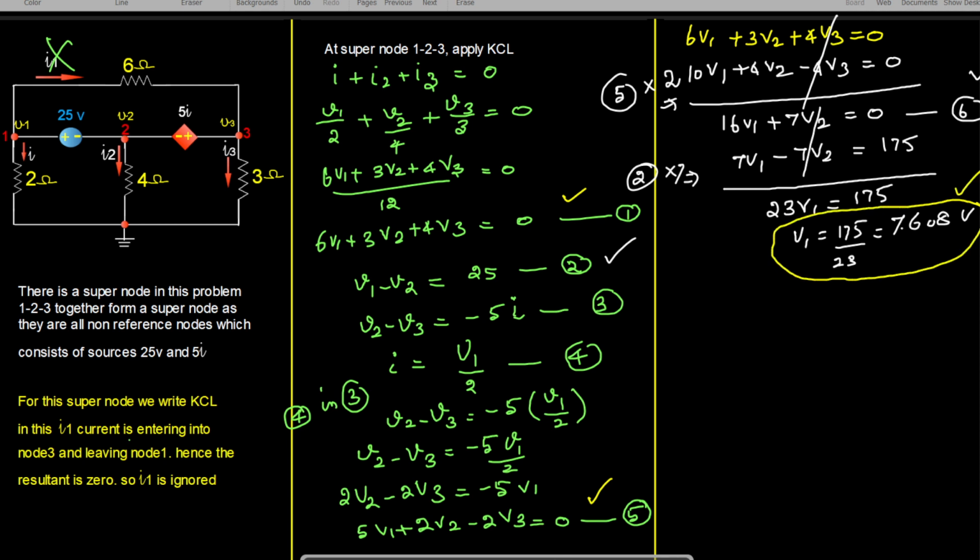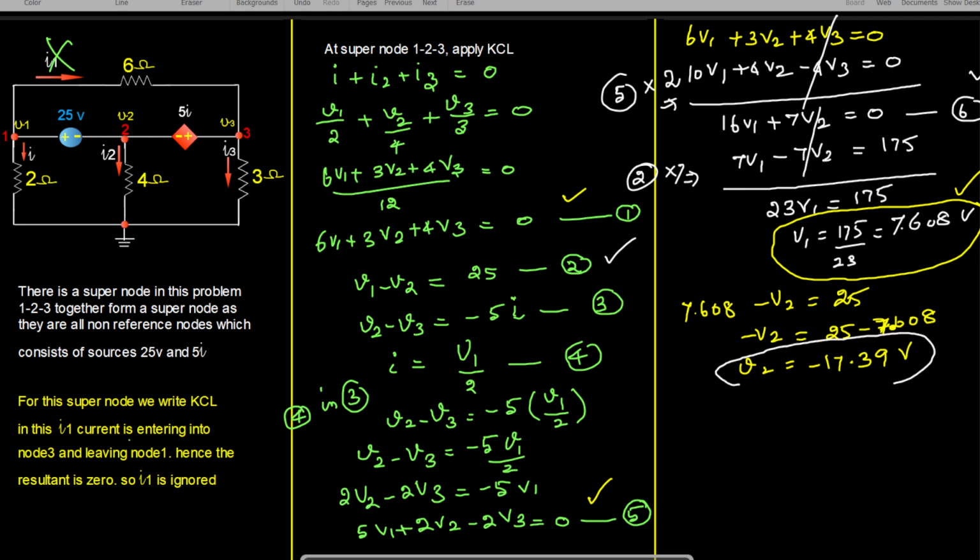Substituting this V1 value into the second equation, we get 7.608 minus V2 equal to 25. So minus V2 is equal to 25 minus 7.608, so V2 is equal to minus 17.39 volts. So we got the second answer.